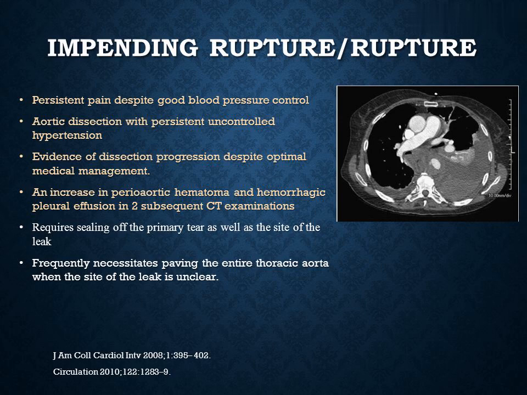Impending rupture or rupture. Persistent pain despite good blood pressure control. Aortic dissection with persistent uncontrolled hypertension. Evidence of dissection progression despite optimal medical management. An increase in periaortic hematoma and hemorrhagic pleural effusion in 2 subsequent CT examinations. Requires sealing off the primary tear as well as the site of the leak. Frequently necessitates covering the entire thoracic aorta when the site of the leak is unclear.